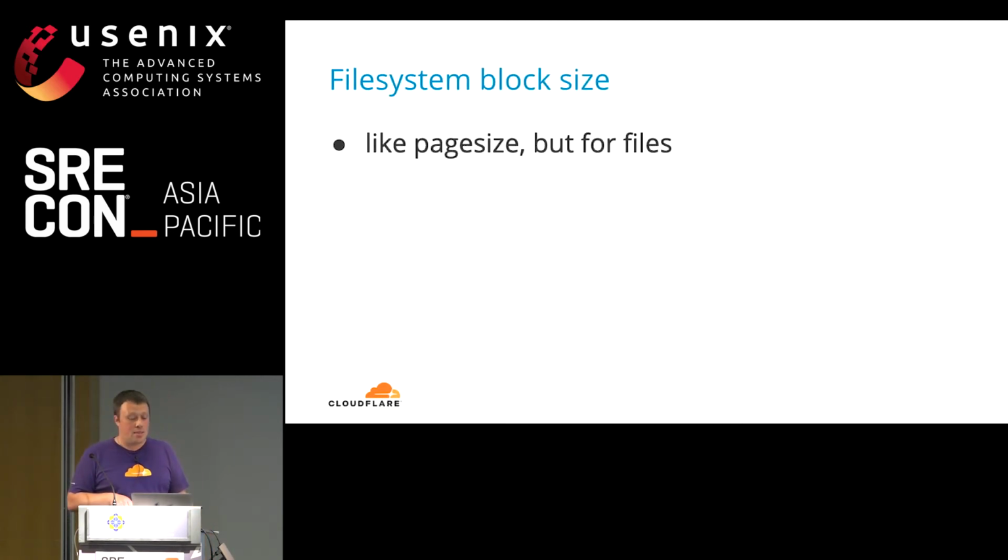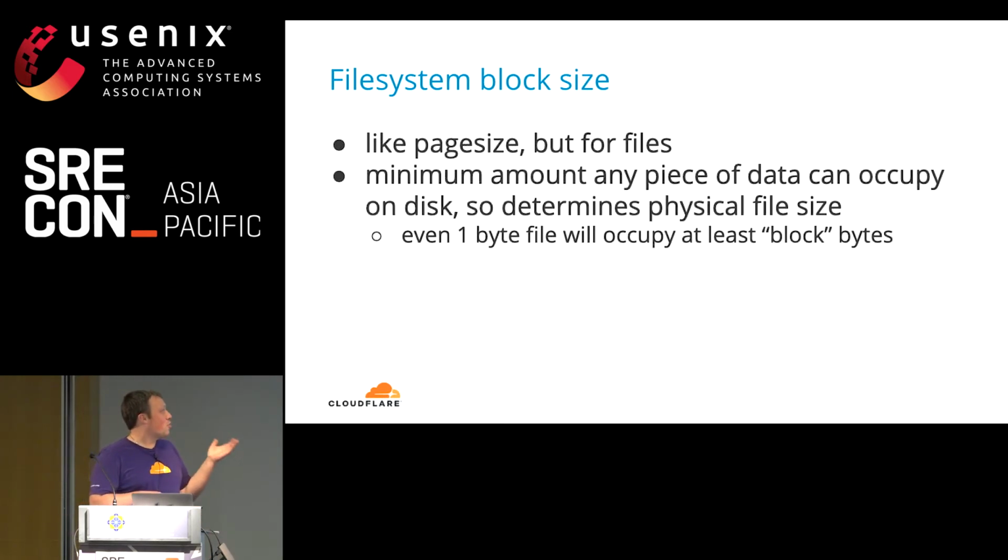The next is file system block size. It's like page size, but for files. It's the minimum piece of data a file can occupy on disk. So even if you write a 1-byte file, it will occupy at least block bytes, right?